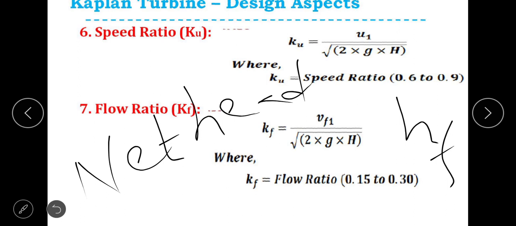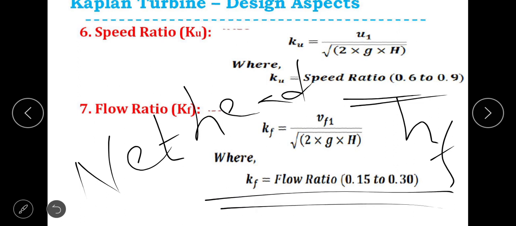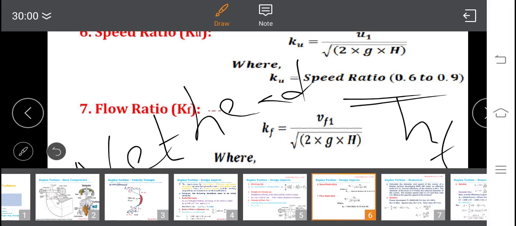You have to take net head H, where Ku is the speed ratio that varies from 0.60 to 0.90. Flow ratio Kf is equal to velocity of flow at the inlet divided by under the root 2GH, where Kf is the flow ratio, which varies from 0.15 to 0.30.